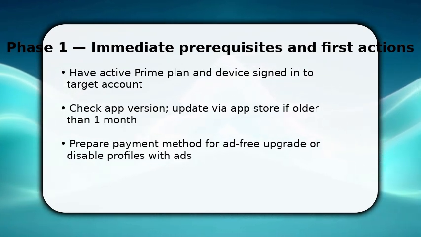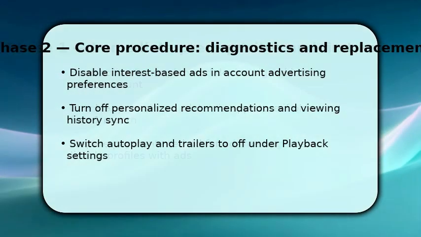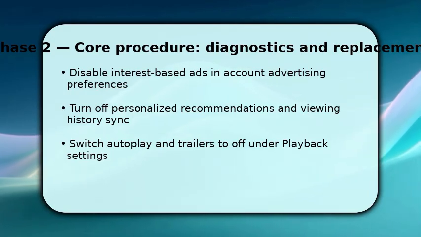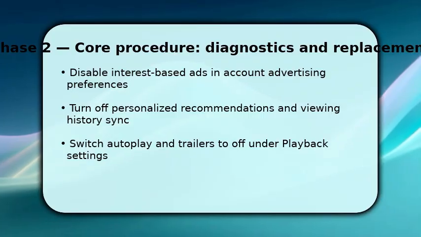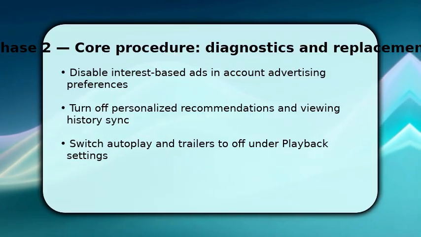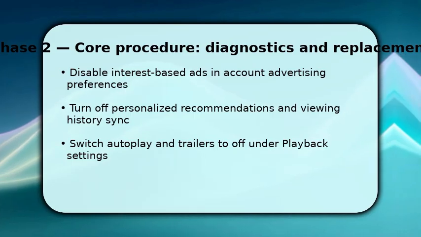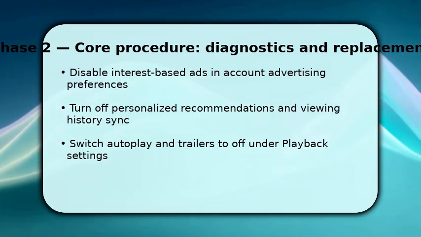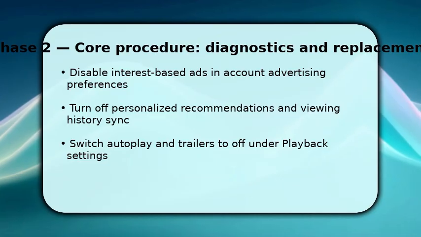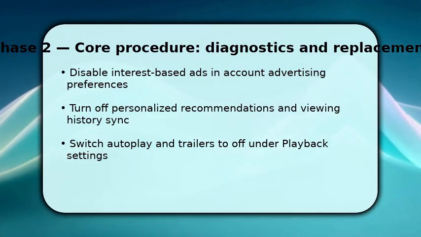Now you adjust the account-wide and profile settings that actually reduce ads. In Amazon account settings, open advertising preferences and toggle off interest-based ads. This reduces targeted promos. Once done, go back to Prime Video, choose your profile, and disable personalized recommendations and viewing history sync to stop tailored trailers.